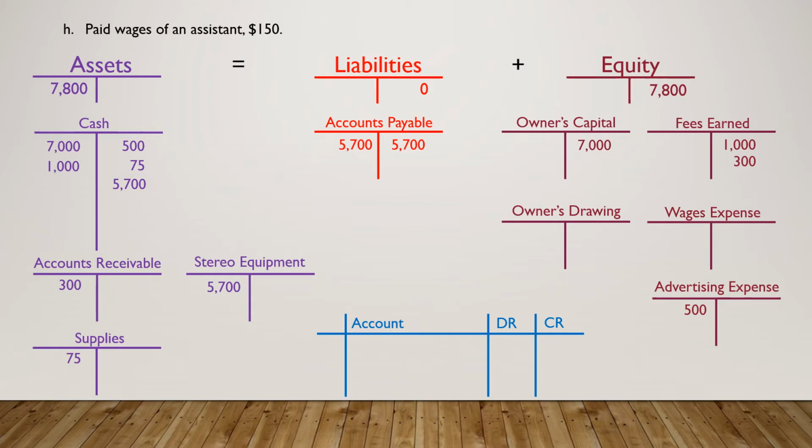Transaction H. Listen Up paid wages to an assistant, $150. Listen Up has consumed a service from its employee, so that's another expense to record. Debit wages expense and credit cash paid to the employee for $150. The debit to wages expense goes to the debit column of its T account, and the credit to cash goes to the credit column of its T account. Total assets decreases to a $7,650 debit, and total equity decreases to a $7,650 credit.